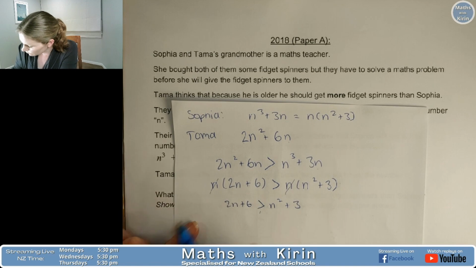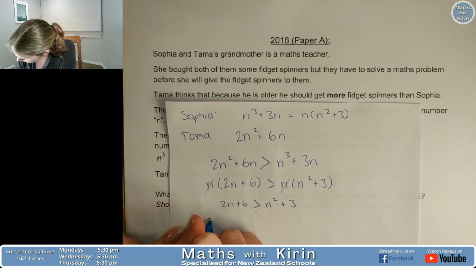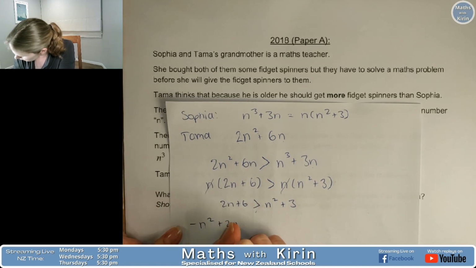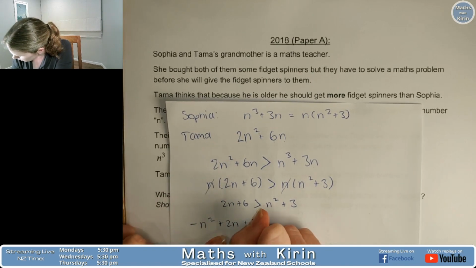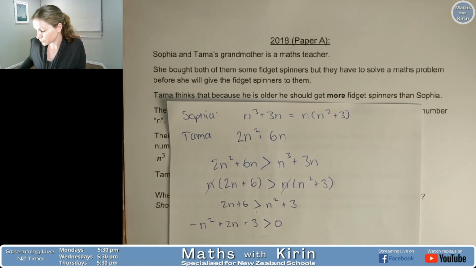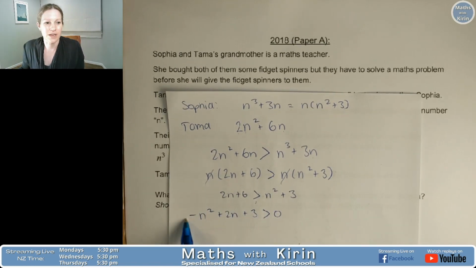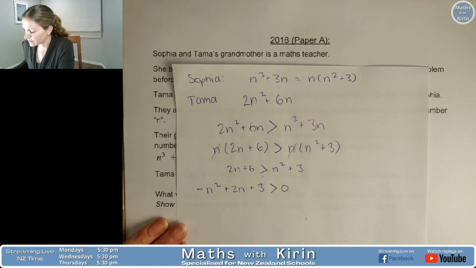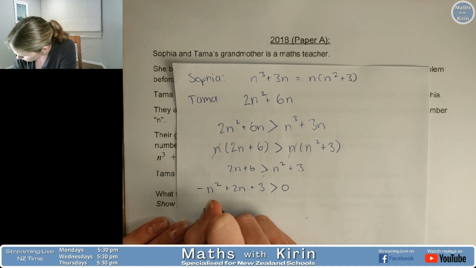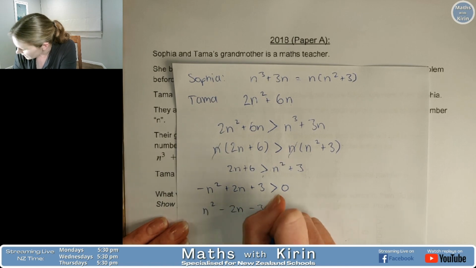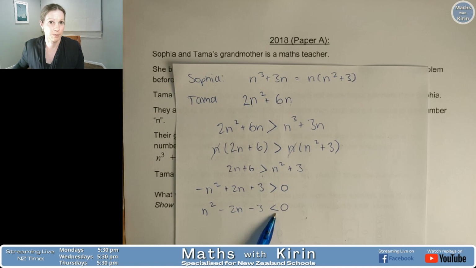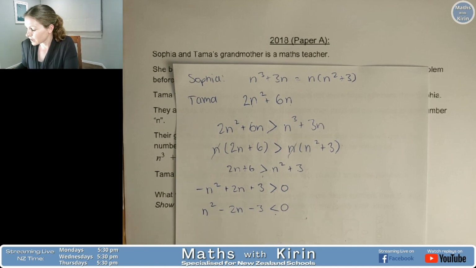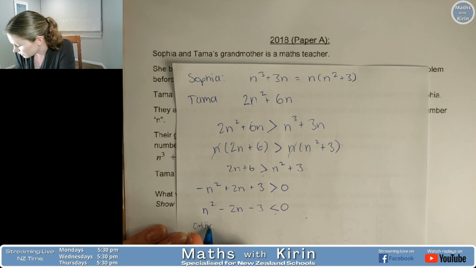So moving everything across, we have negative n squared plus 2n plus 6 minus 3 gives us plus 3 has to be greater than 0. Again, this negative n squared, you might find it a little bit hard to factorize. So if we multiply everything through by negative 1, we get n squared minus 2n minus 3 is less than 0. Don't forget to switch your inequality because we're multiplying by a negative number. So now we can find our critical values.